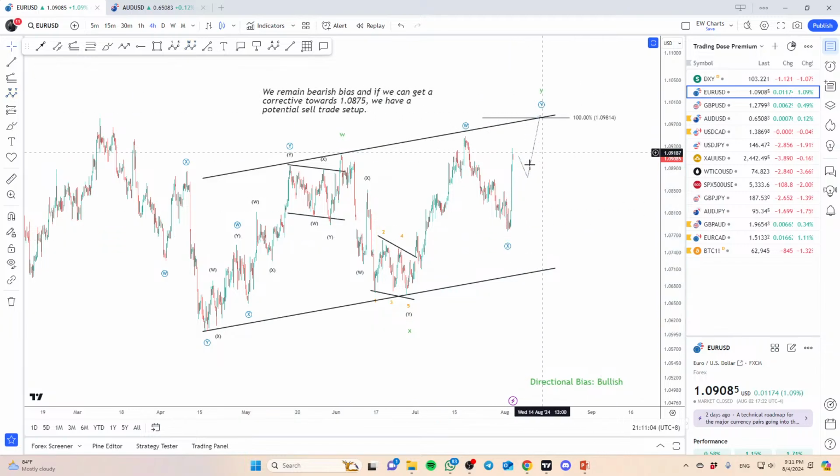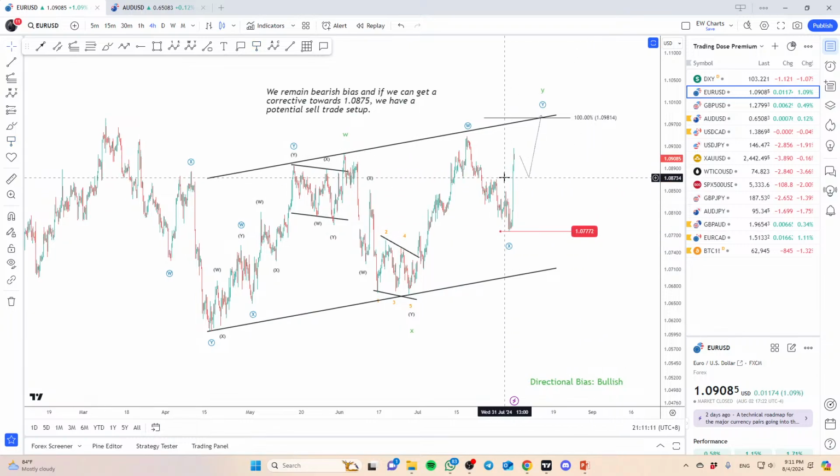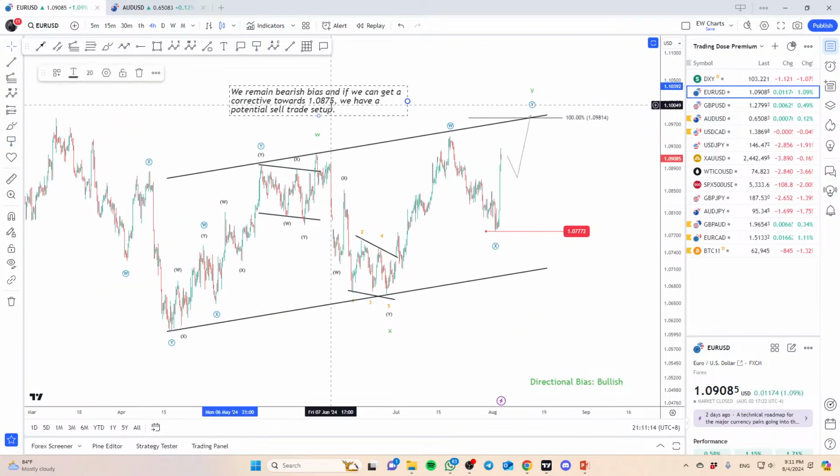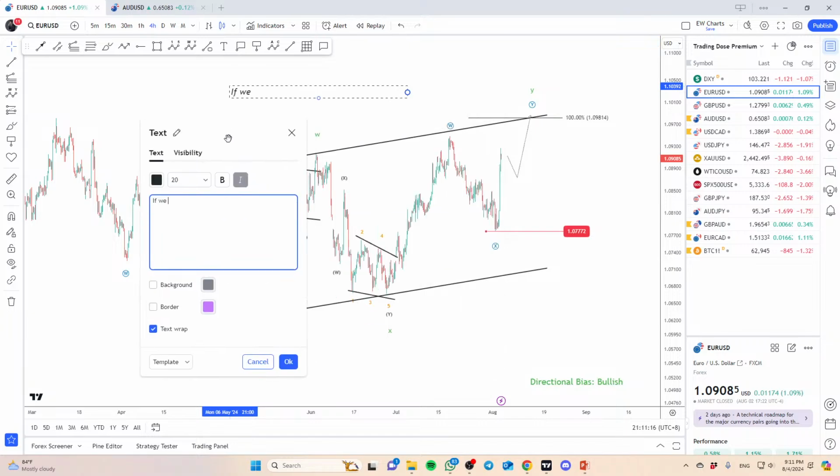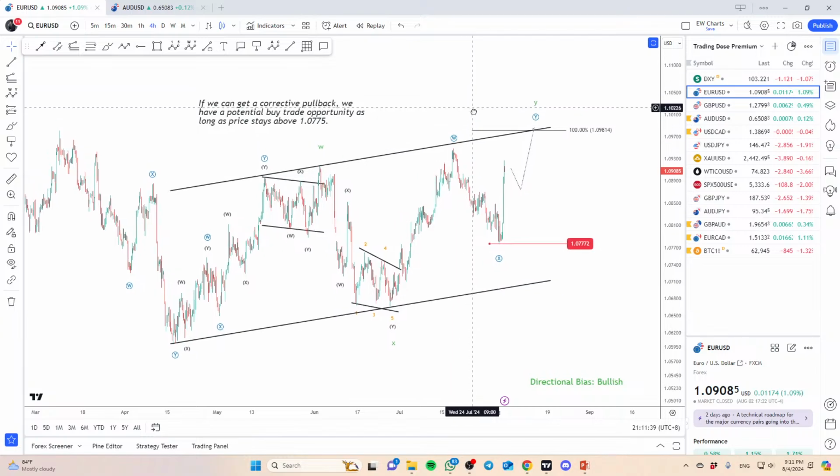So overall, we are expecting more upside from what happened last Friday, right? Very impulsive move. So euro dollar, we're going to be bullish bias, and the take here is if we can get a corrective pullback, we have a potential buy trade opportunity as long as price stays above 1.0775.